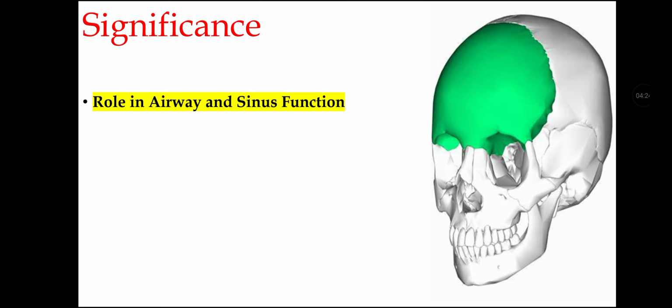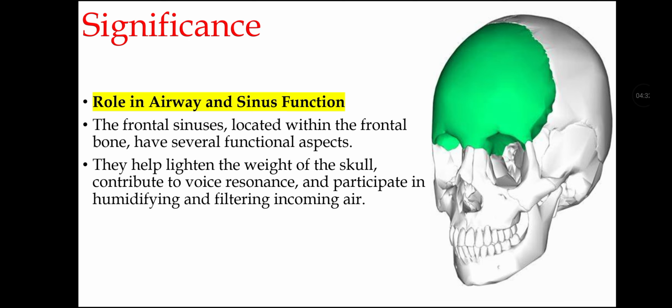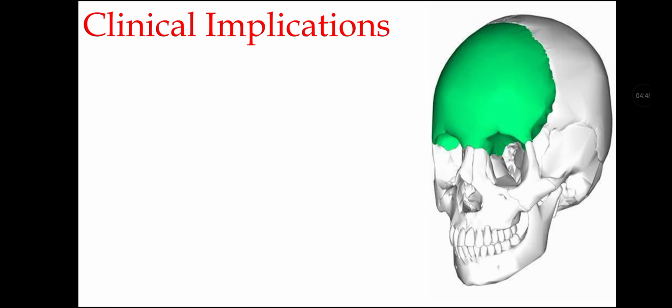Further talking about significance, it has role in airway and sinus function. The frontal sinuses located within the frontal bone have several functional aspects: they help lighten the weight of skull, contribute to voice resonance, and participate in humidifying and filtering incoming air. Variation or infection in the frontal sinuses can affect these functions and lead to clinical concerns such as sinusitis.